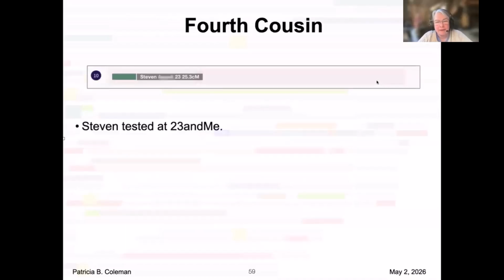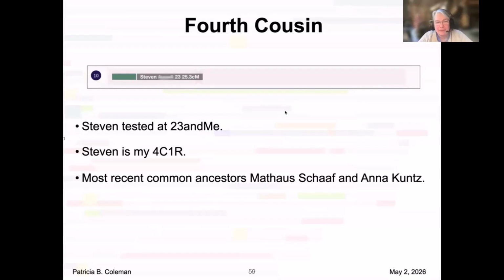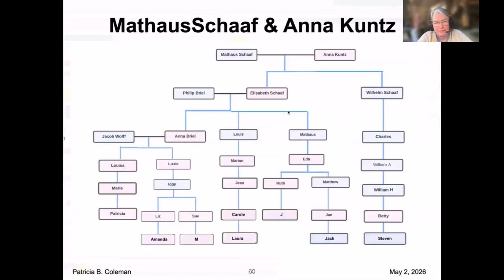Well, we keep going. Here's Stephen, who also tested at 23andMe, and his segment is also on chromosome 10. He's a fourth cousin once removed. His most recent common ancestors are Matthias Schaff and Anna Kunst, and they were born in Marburg in 1788. Here's the tree. So if we go to Stephen and work our way up, his most recent common ancestors were Matthias Schaff and Anna Kunst, and their daughter is Elizabeth Schaff. So now these third cousins had to get their segment from Elizabeth and not Philip.